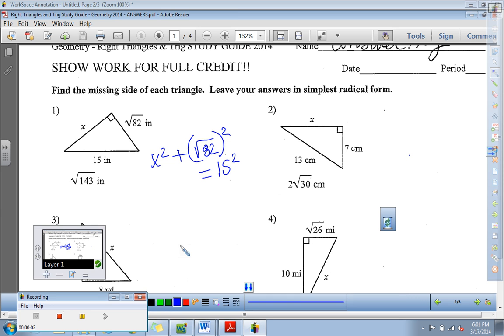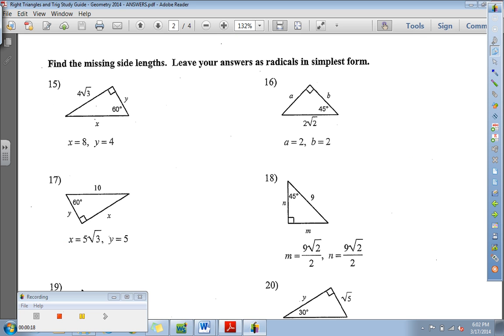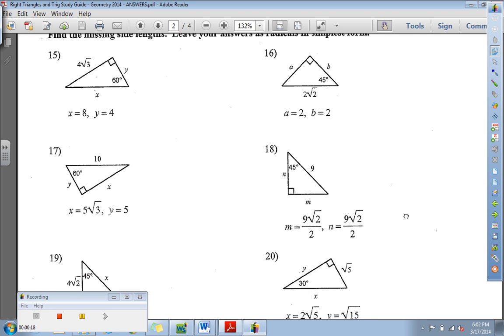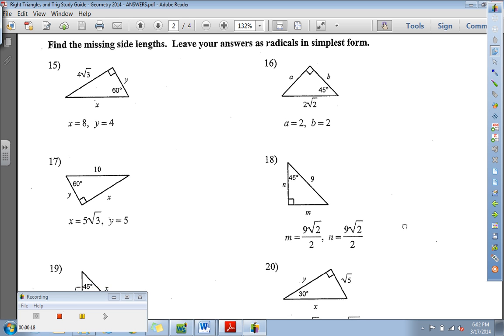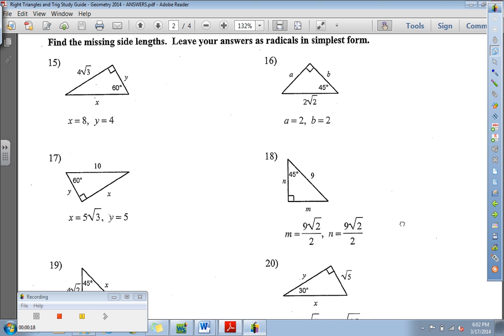Okay, I'm going to try to work a few of these out to kind of help you. Okay, number 15, for example.